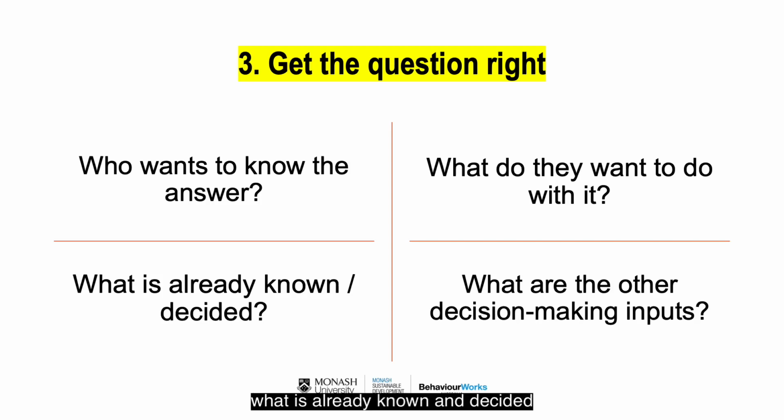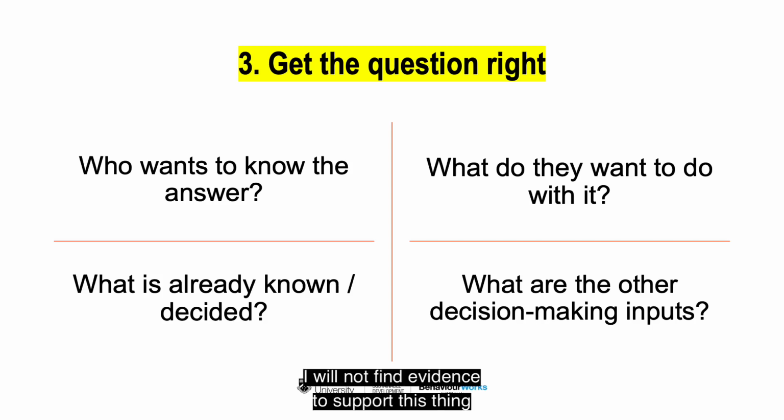What is already known and decided tells me about the political context, and it allows me an opportunity to say, no, I will not find evidence to support this thing that you're doing. I will give you a neutral rendering of the evidence around a question that relates to that thing that you're doing. And I need to know what the other decision-making inputs are.